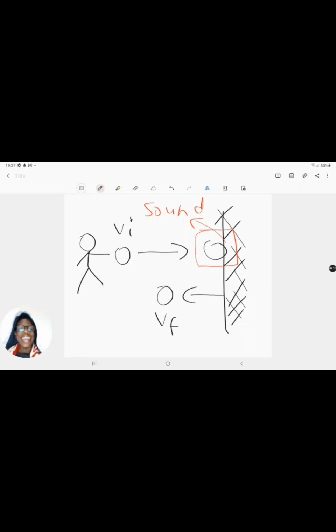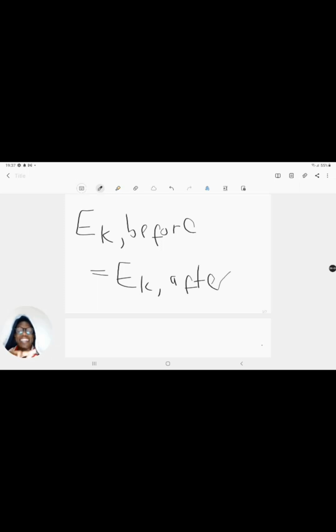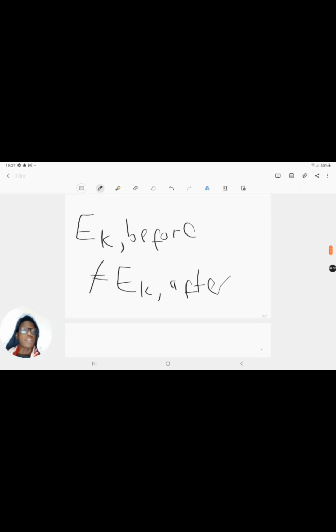Now, because the energy has been lost, the kinetic energy that you start off with for this ball is not going to be the same as the kinetic energy that you end up with. Remember, we said that for an elastic collision, the EK before should be the same as the EK after. This is if the collision is elastic. But if it is not elastic, then those two are not equal. Now, why are they not equal? Well, remember what makes up kinetic energy.